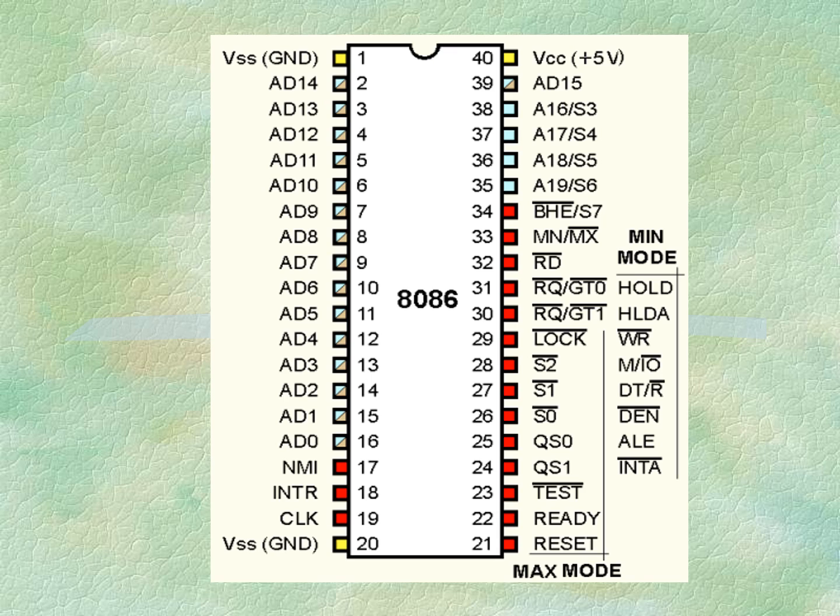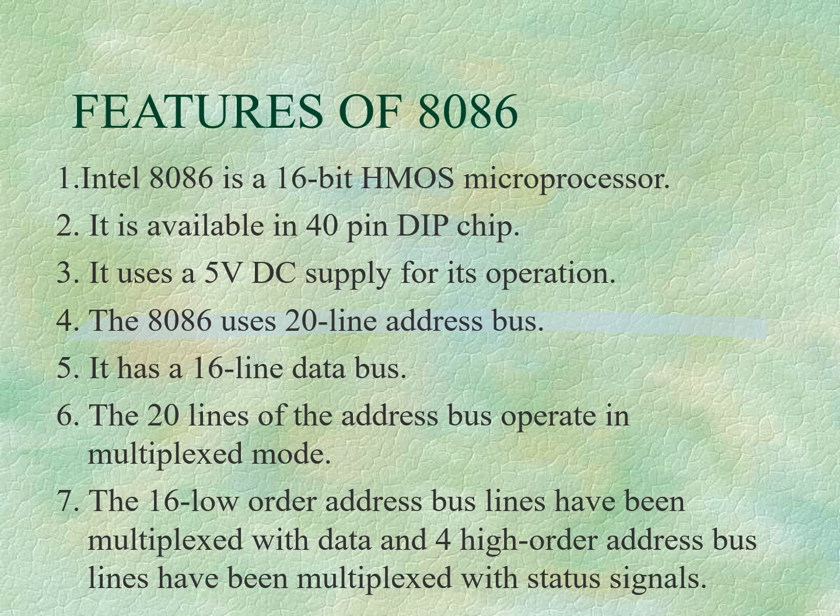8086 has a 20-bit address line configuration. So the remaining 4 address lines A16, A17, A18, A19 are multiplexed with the status signals. You can see S3, S4, S5 and S6. Okay, now let us look into each and every pin in a detailed manner. So these are the basic configuration and features of 8086.